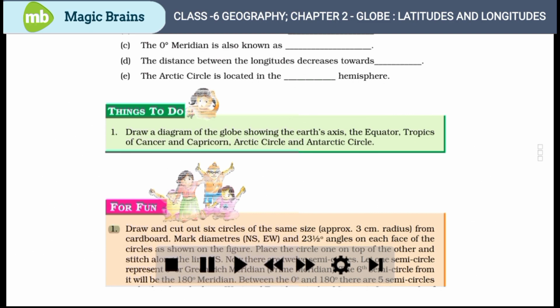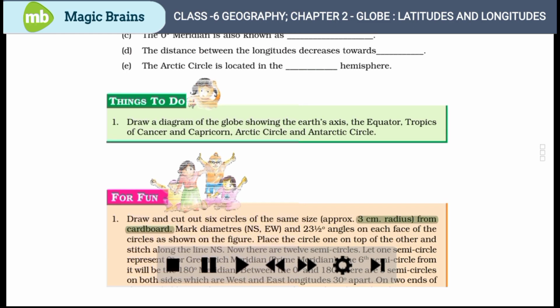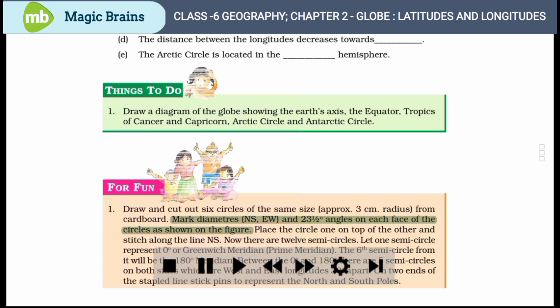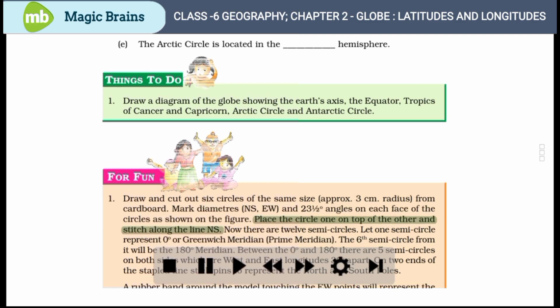For fun, draw and cut out 6 circles of the same size, approximately 3 cm radius, from cardboard. Mark diameters north, south, east, west and 23.5 degrees angles on each face of the circles as shown in the figure. Place the circle one on top of the other and stitch along the line NS. Now there are 12 semicircles.